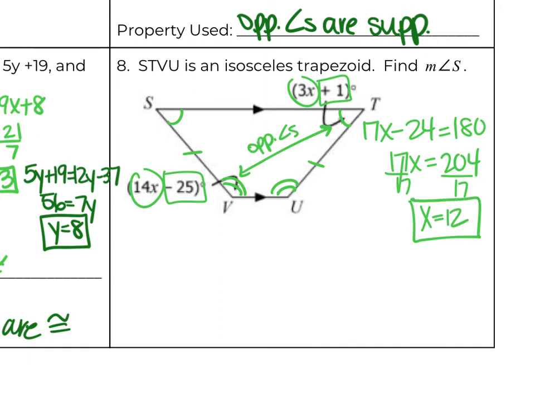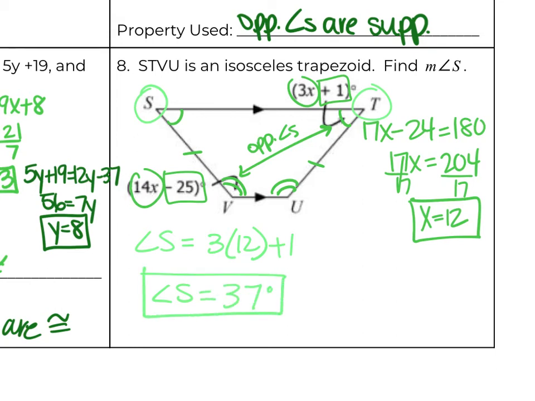Okay, since we are looking for S though, you want to think about what S is congruent to. Well, we've already marked it's congruent to T, so I can plug 12 into 3 times 12 for x plus 1. So that gives us angle S to equal 37 degrees.